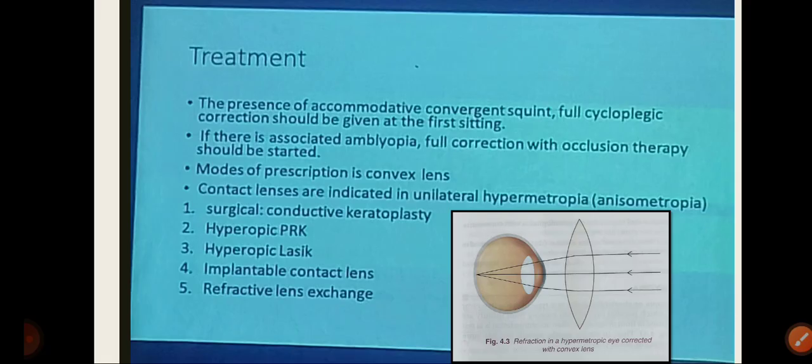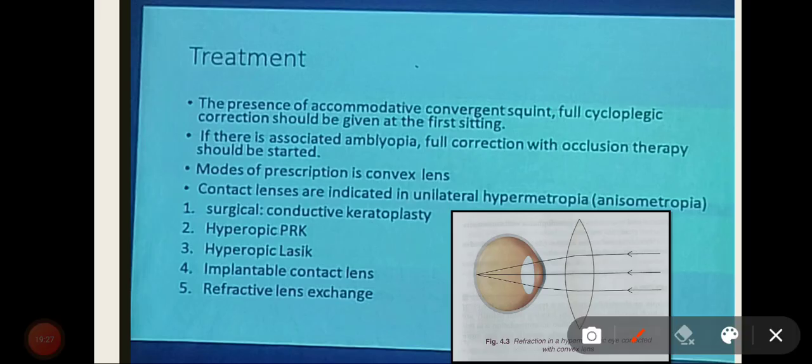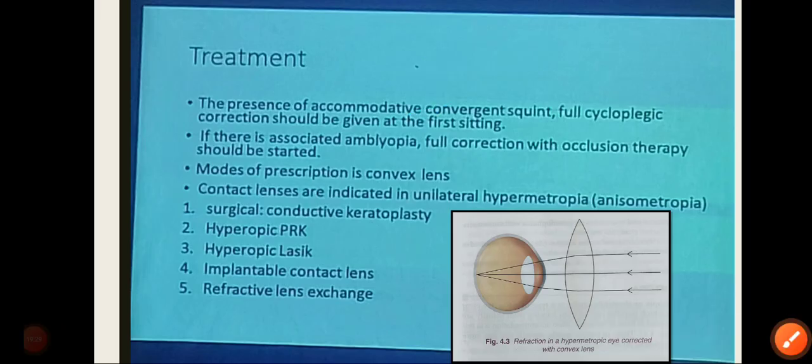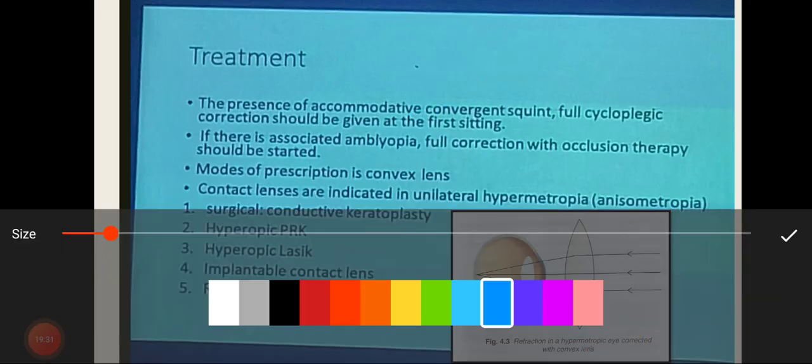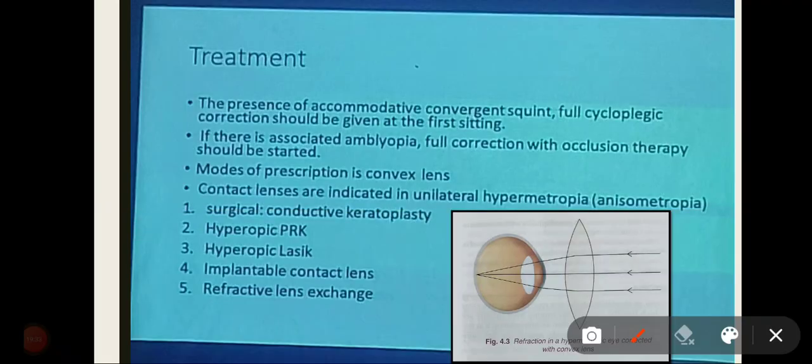First, we try to go into the investigations and diagnosis. For investigations, we go into... Sorry, I have to choose the right color one, guys.